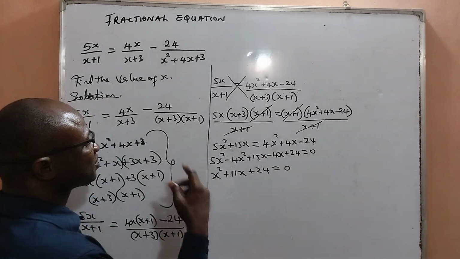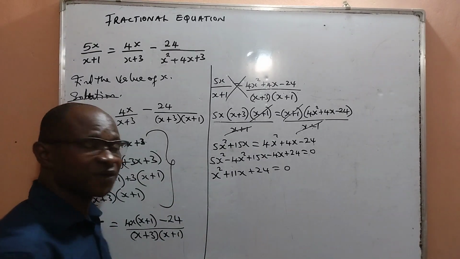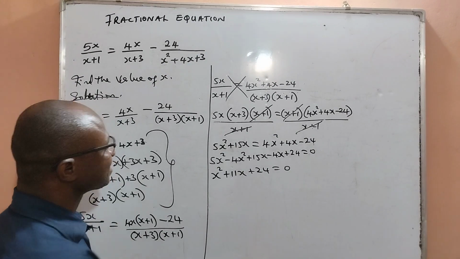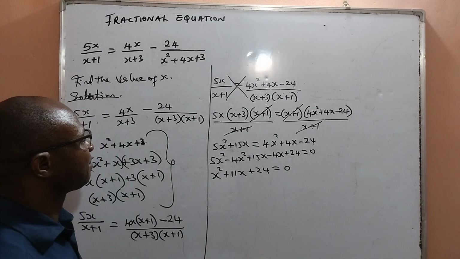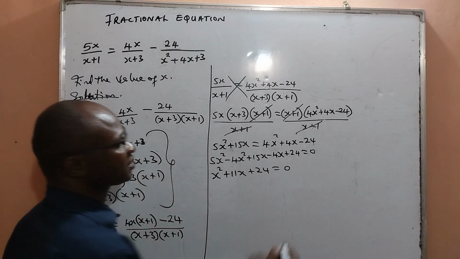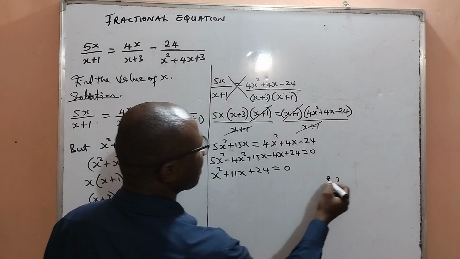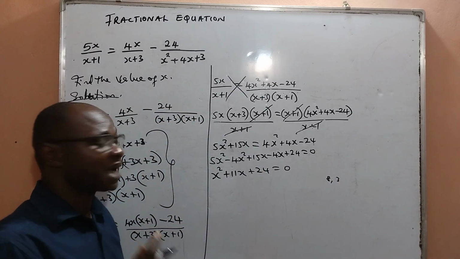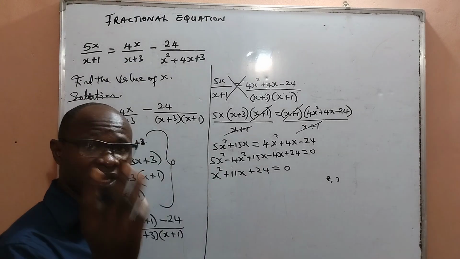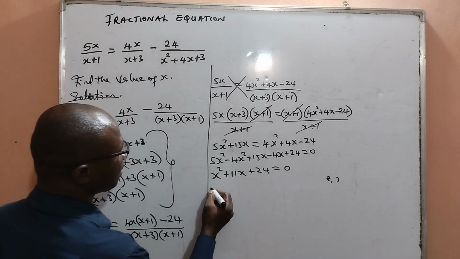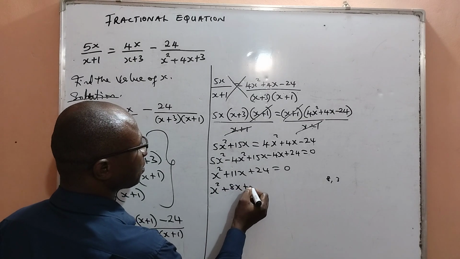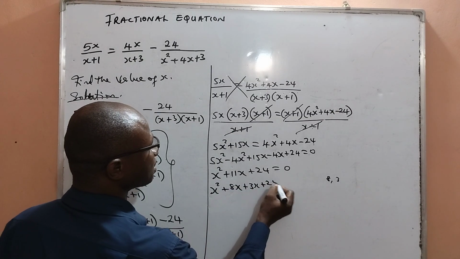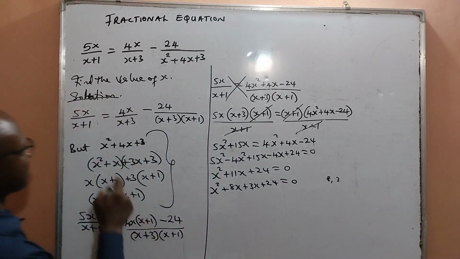Alright, two numbers I multiply and get plus 24, and when I add that same two numbers, I'll get plus 11. And the two numbers can be 8 and 3, because 8 multiplied by 3 will give me 24, and 8 plus 3 will give me 11. So I have x squared plus 8x plus 3x plus 24 equal to 0. Exactly what I did here.